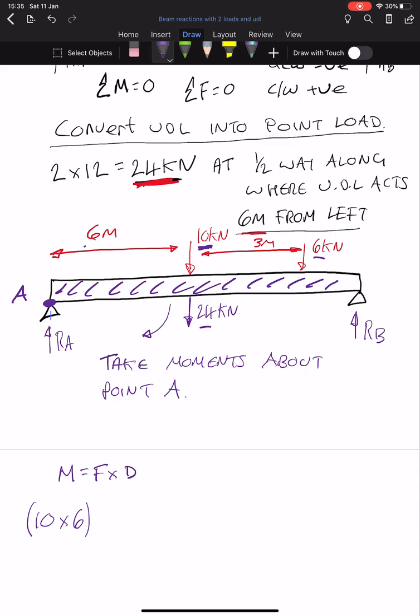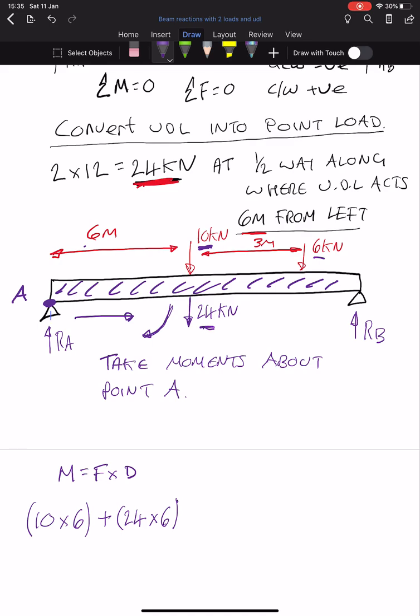My next force while I'm there, I've got this 24. This one is by 24, is the UDL one. So that's also going clockwise, so I'm going to put a plus. 24 is my force, and that force is also 6 meters from this point. 24 times 6. So that's my moment due to that force. Going clockwise, so it's positive.